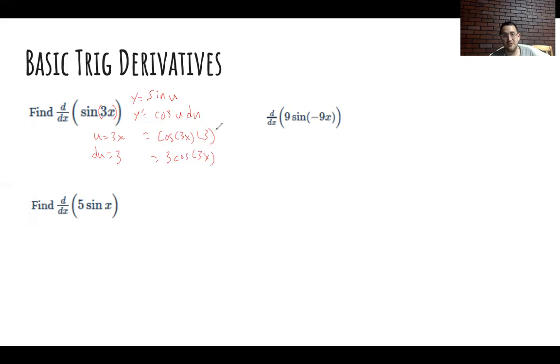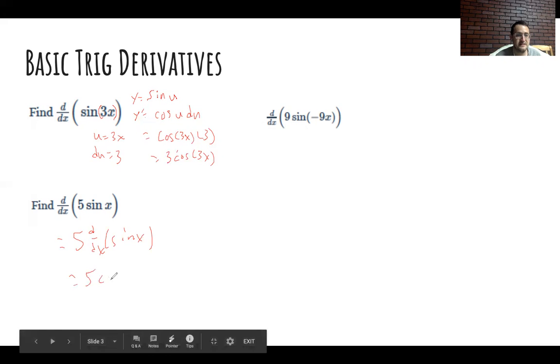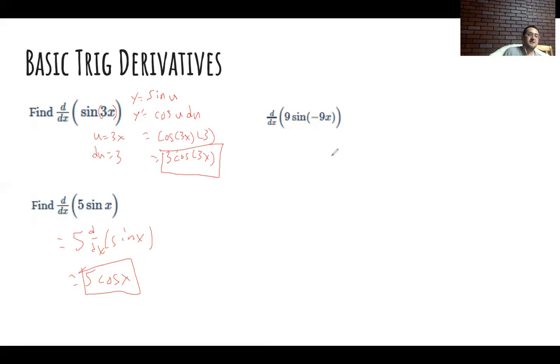What you'll notice is that there'll be a lot of patterns, where that coefficient will kind of be pulled out, like the 3. Now, for this one, this is pretty quick and easy. I could actually rewrite this as 5 d dx sine of x. So you could just pull that 5 out, and you're left with 5 cosine of x. You don't even need to do any sort of u substitution for this one.